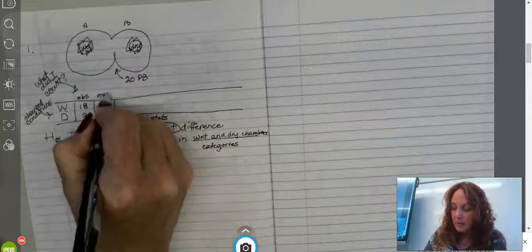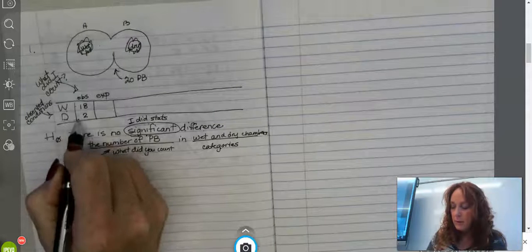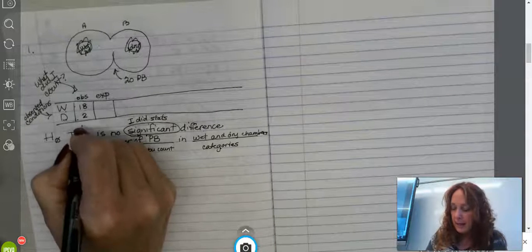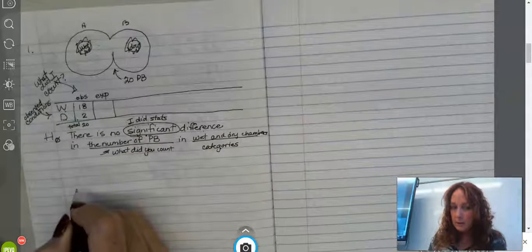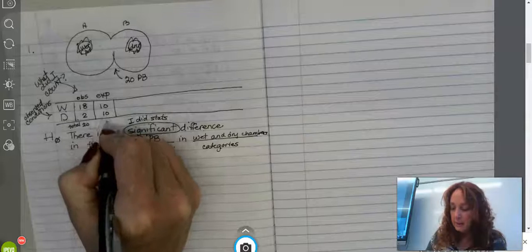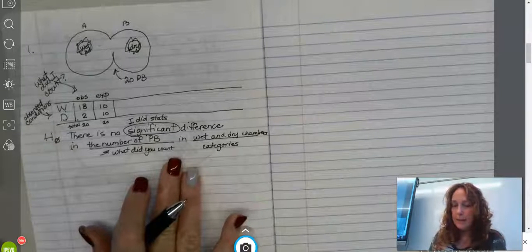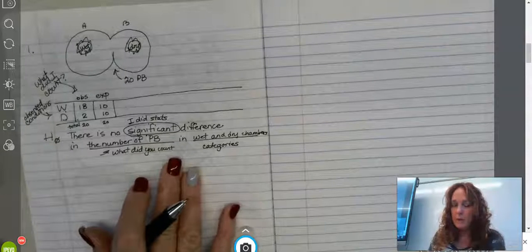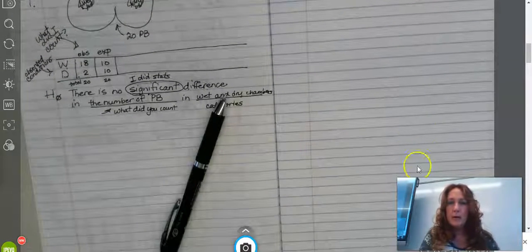Let's think about our expected. If there's no difference between the two chambers, and I had 20 total pill bugs, then I would expect that there would have been 10 and 10 in each one. So you can do the math. When we come back, I'll show you all of mine, but we're going to set up another problem. So let's go to the next one.